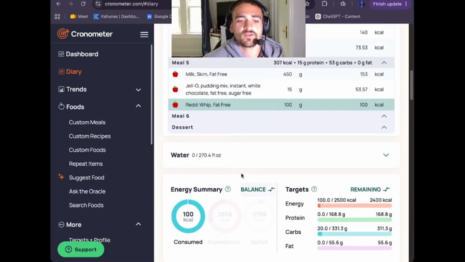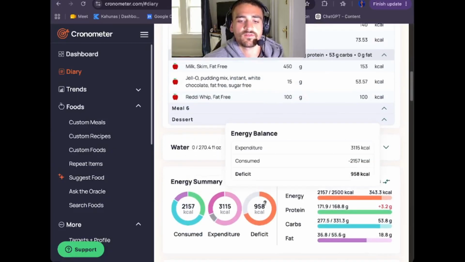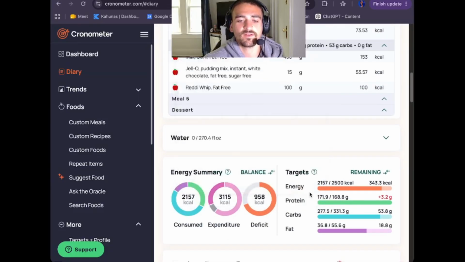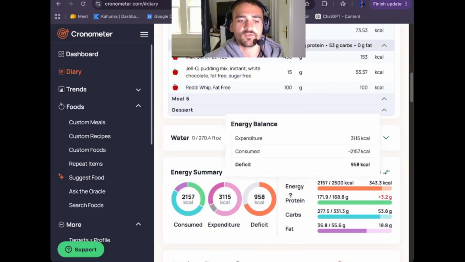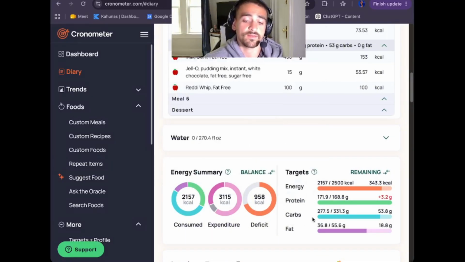This is going to be about 2,200 calories, 170 grams of protein, which is a little bit over on the protein mark. But obviously, don't use these numbers. Use your own numbers that you just calculated.